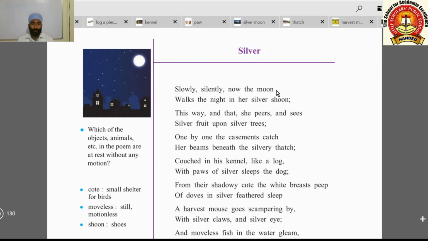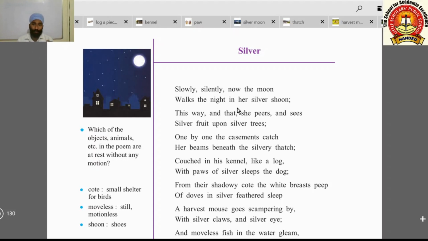Slowly, silently, now the moon walks the night in her silver shoon. Here, 'her' means feminine gender. The poet is considering the moon a girl. What is the poet telling here? Slowly, silently, now the moon. Now means at that time the moon was walking. Walks the night means throughout the night, from night up to morning. The moon will walk in her silver shoon.